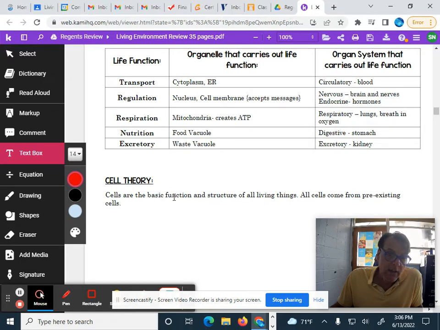Cells are the basic unit of structure and function in all living things. All cells come from other cells, and you need to have cells to be alive. These are the three parts of the cell theory.